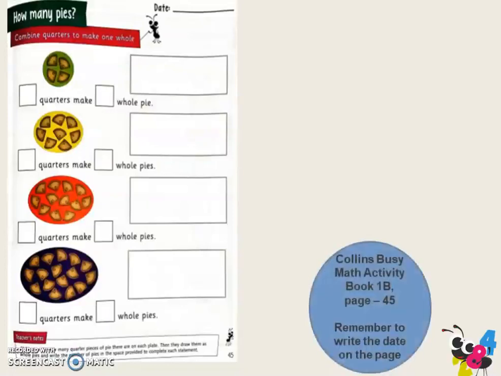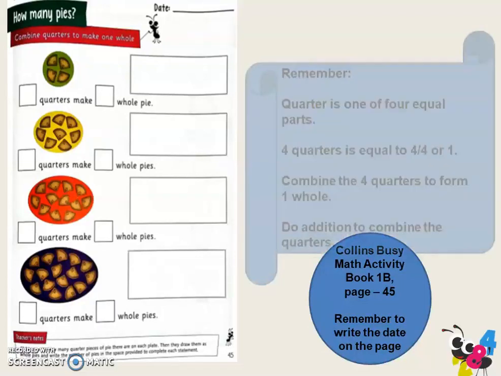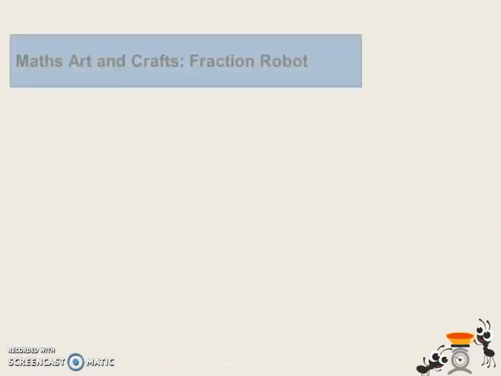Now, in our textbooks, Collins Busy Math Activity Book 1B at page 45, remember to write the date on the page. And you need to remember that a quarter is one of 4 equal parts. 4 quarters is equal to 4/4 or 1. Combine the 4 quarters to form 1 whole. And do addition to combine the quarters.